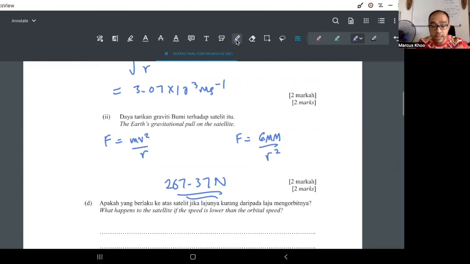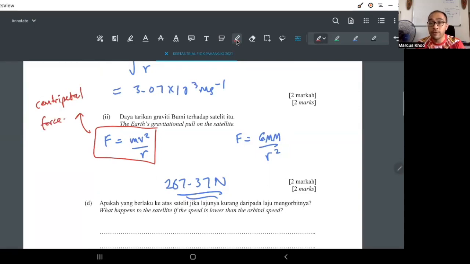Actually, sorry, I also need to mention, this is actually not the formula for Earth's gravitational pull. This is actually the formula for centripetal force. And we know that centripetal force is always towards the Earth because it is being provided by the Earth's gravitational pull. That's why you can use both formulas, the centripetal force formula or the gravitational force formula, to calculate the Earth's gravitational pull, as long as you understand that it is because of the Earth that it is rotating around.